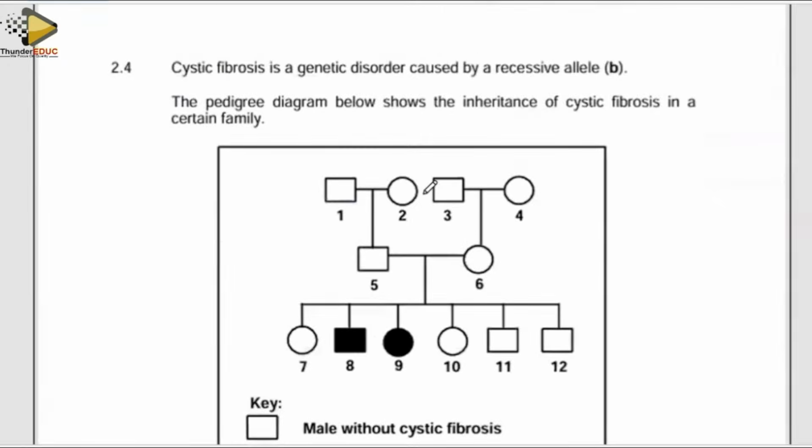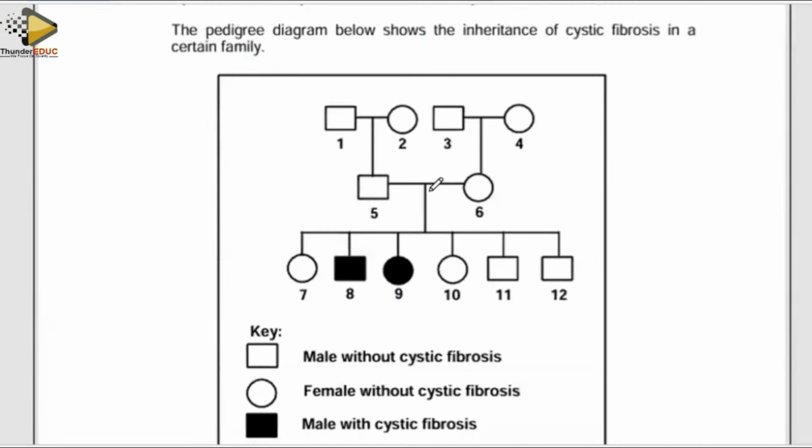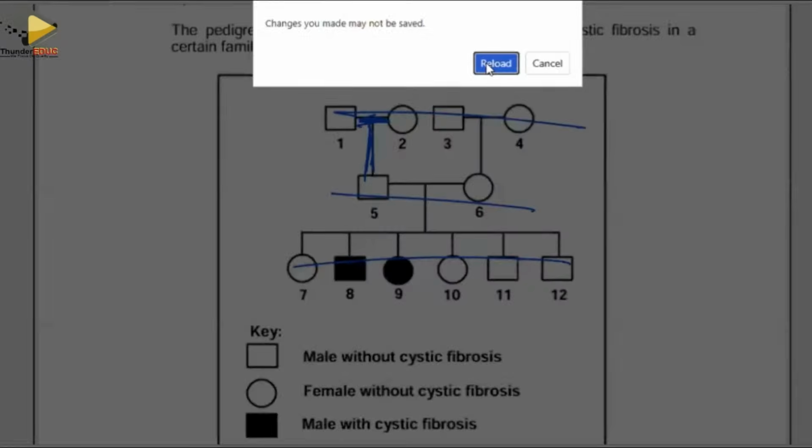Then we go to the pedigree. How many generations? 1, 2, 3. This means that there is interbreeding. This means these are kids. Yes. Okay. Since now we know that, let's find out.